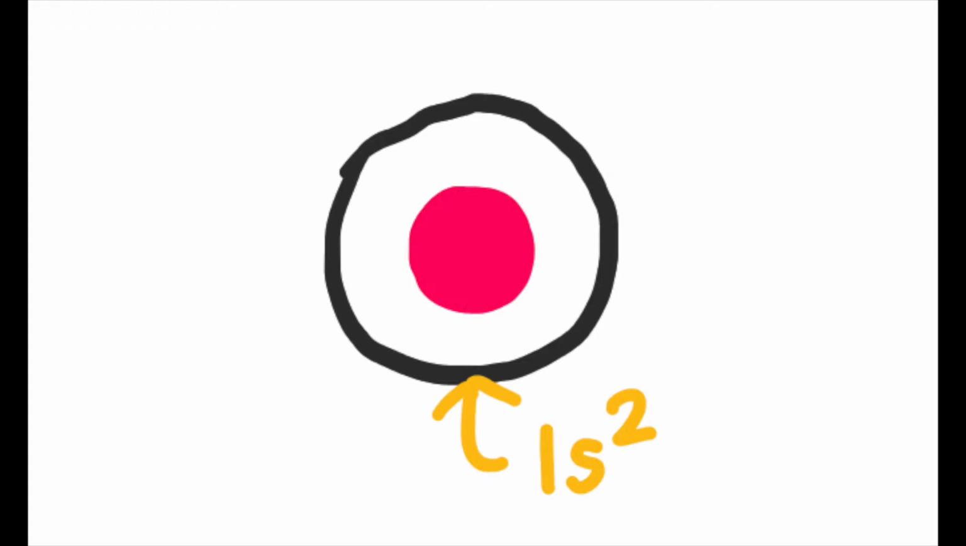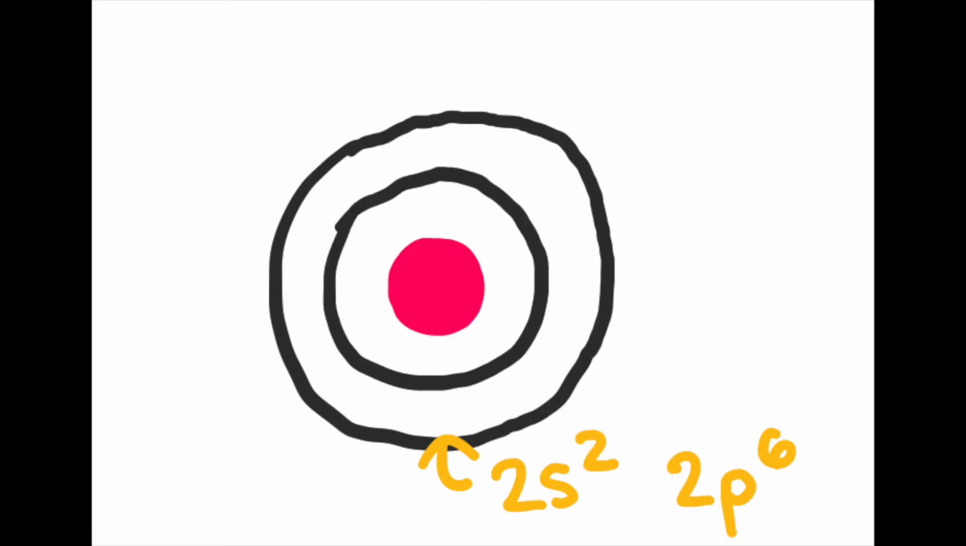If you have 1 in front of the subshell, that means you can find that subshell in the first orbital. If you have a 2 in front of the subshell, that means that you can find that subshell in the second orbital.